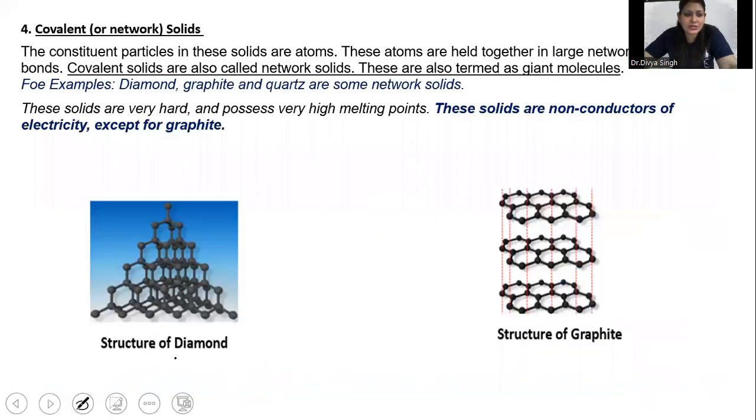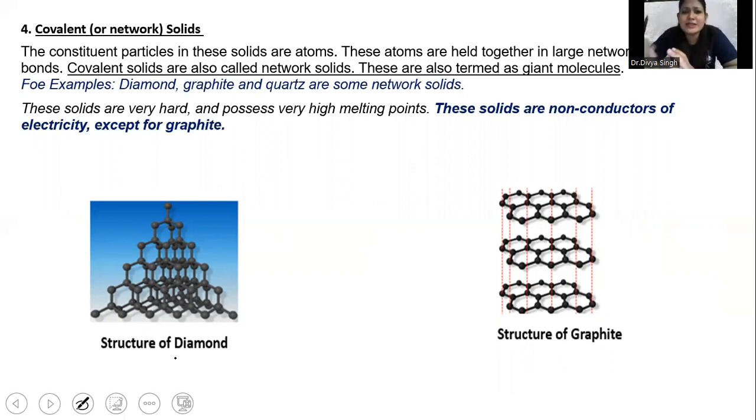Our last solids are covalent solids. They are also called network solids. Covalent solids are such solids which have atoms as their constituent particles. Atoms all together form the covalent solid, and they are held together forming a large network structure by covalent bonding.